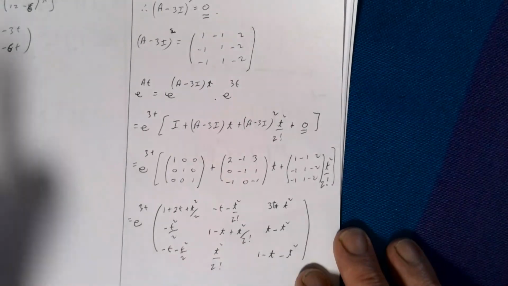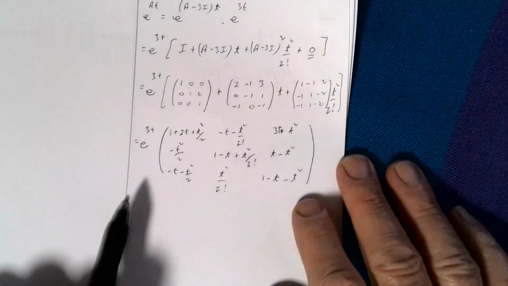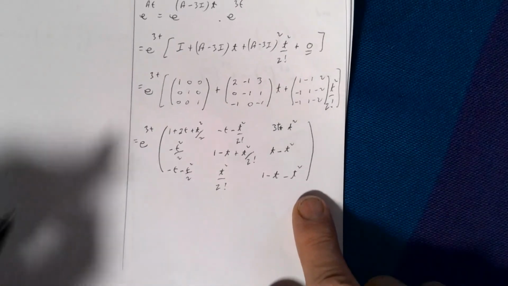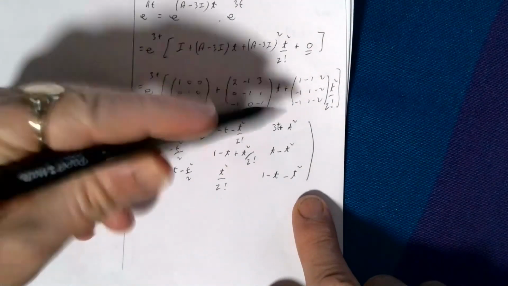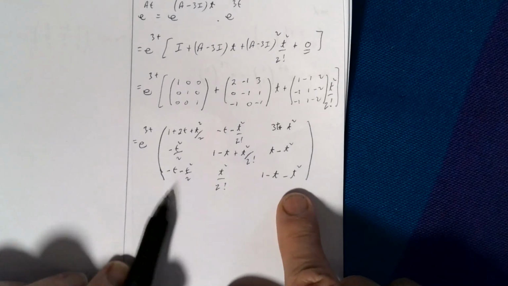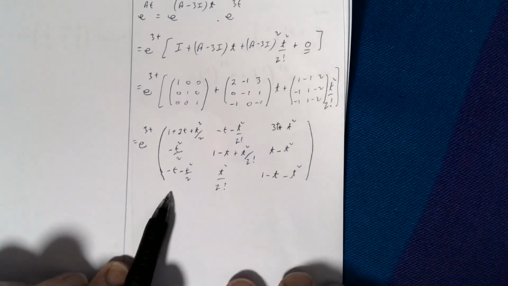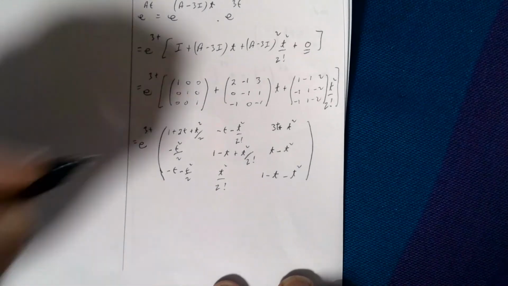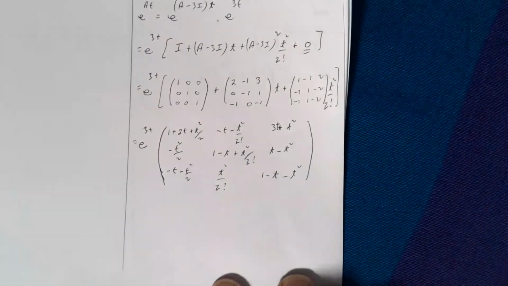And finally I put all those together into this one horrible big matrix. I've just added all the entries together, and there's the e to the At. And you can see how horrible it looks. We would not want to have to do this by using Jordan forms and chains and blocks and P matrices. This is a much easier method, but of course it only works if you've only got one eigenvalue.